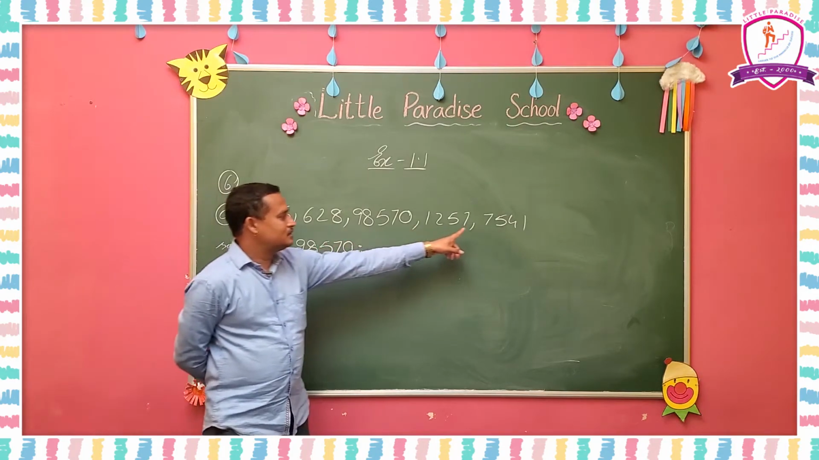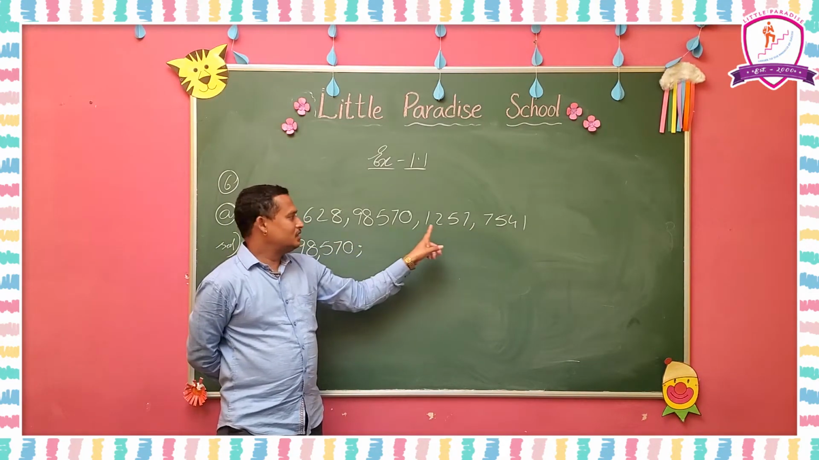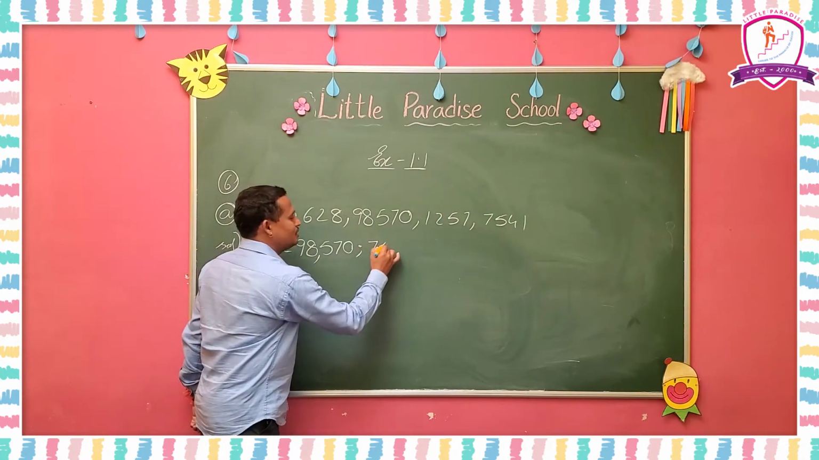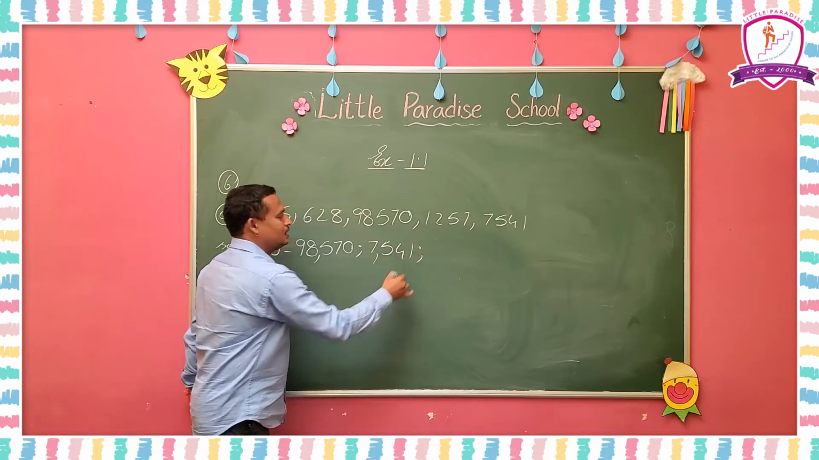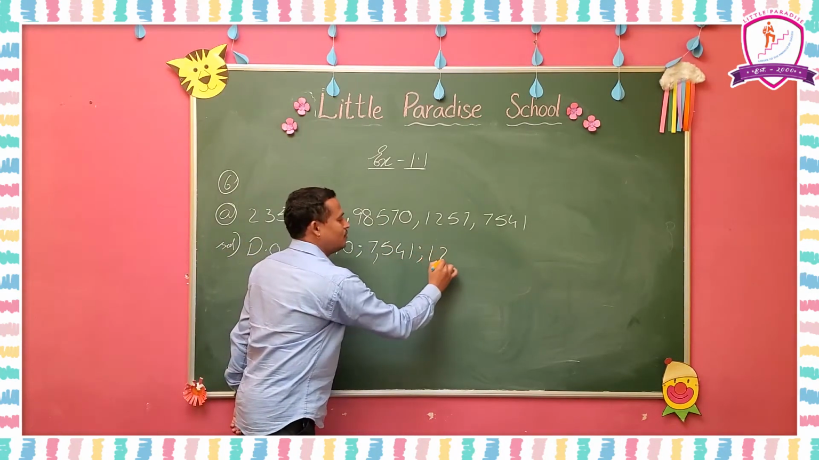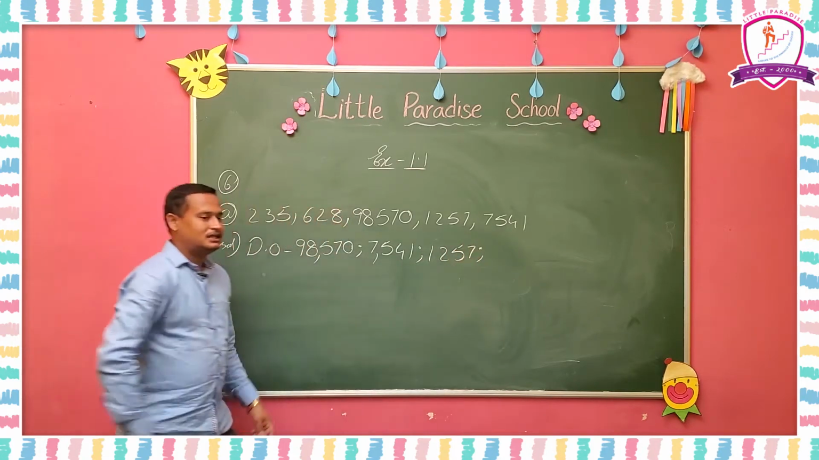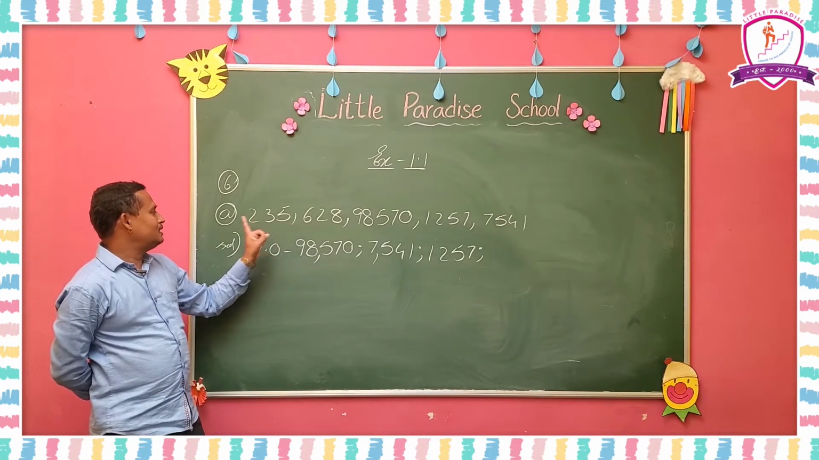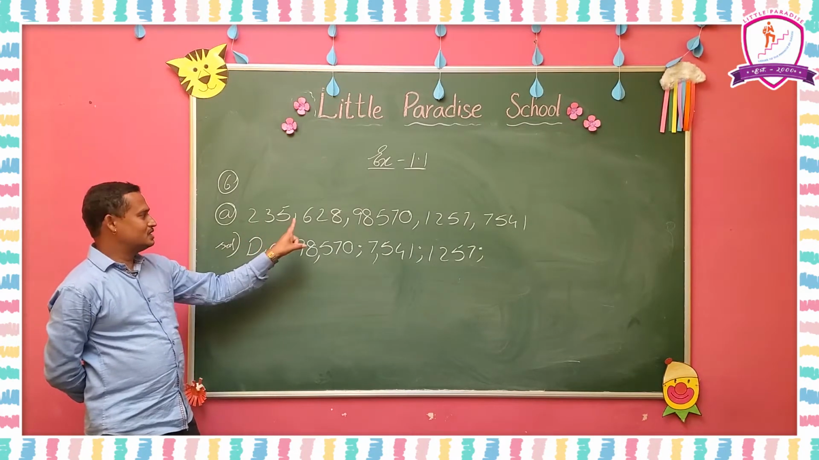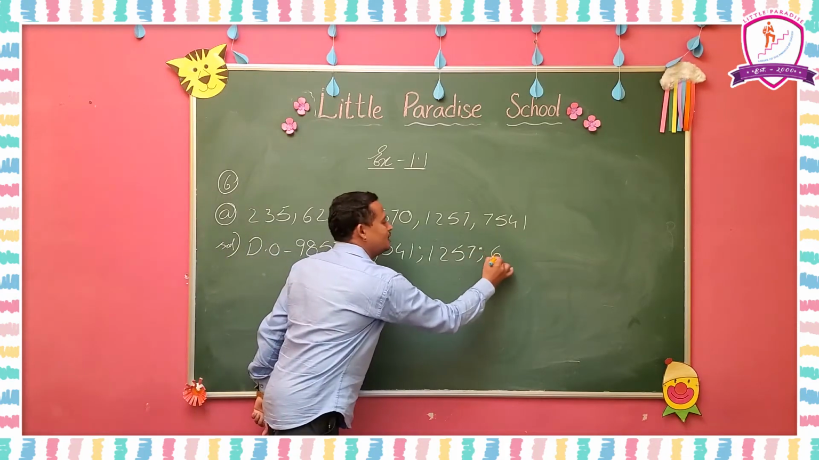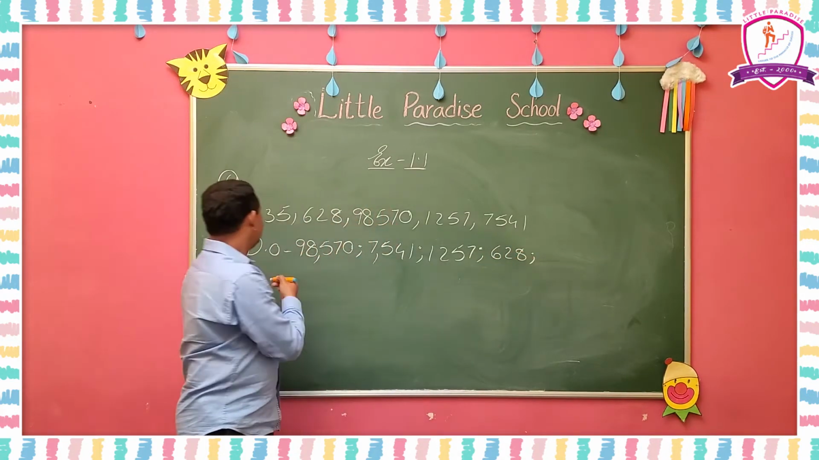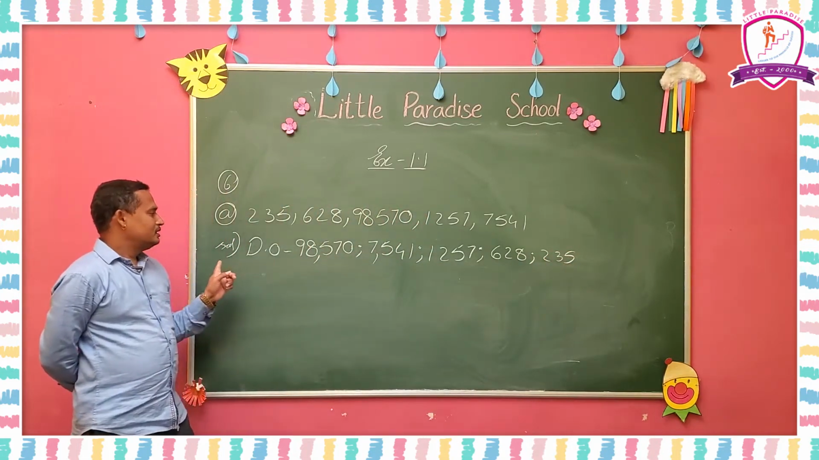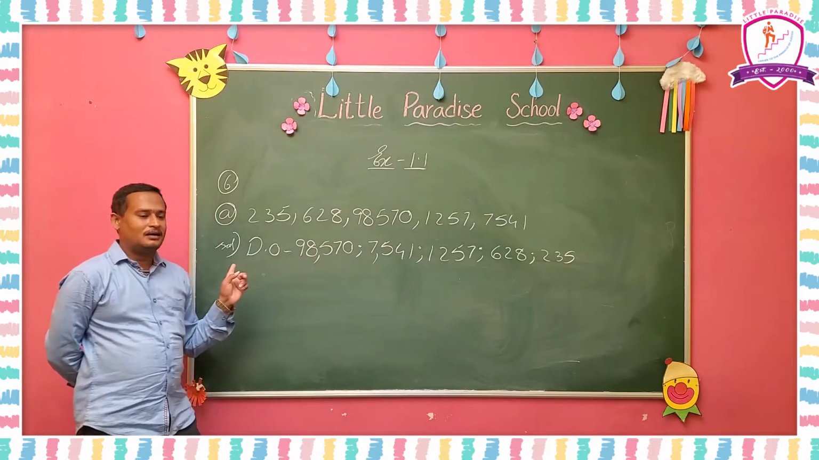Next, here two 4-digit numbers are there. Here 1,000 and 7,000. 7,000 is greater. So you have to write 7,541 next. Then immediately you have to write 1,257. After that, 3-digit numbers are there. In these 3-digit numbers, it is 200 and it is 600. So 600 is greater. So you have to write 628, and next 235 will be the smallest. So this is the descending order. Like this you have to complete the next sum.